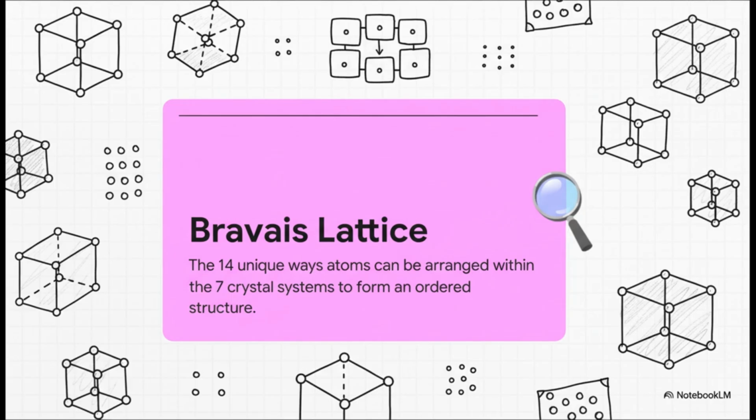Think of it this way. If the crystal system is the shape of the room, the Bravais lattice is how you arrange the furniture inside it. But the rule is, it has to create a perfectly repeating pattern in every single direction. It's all about total perfect order.